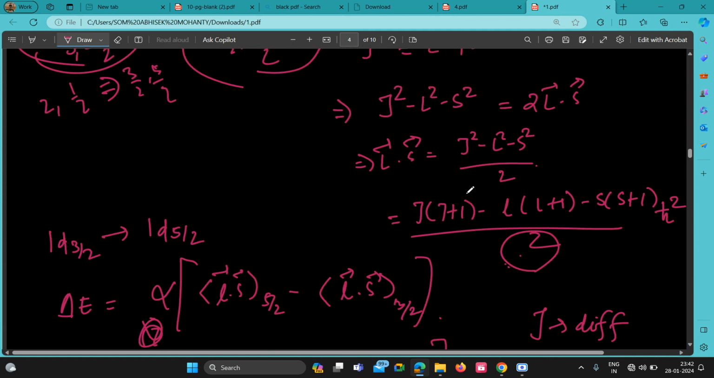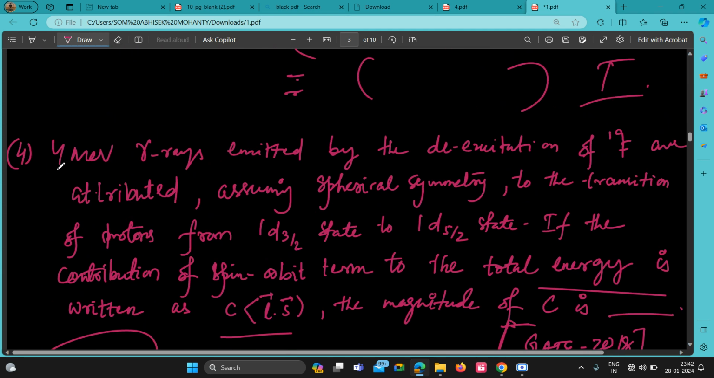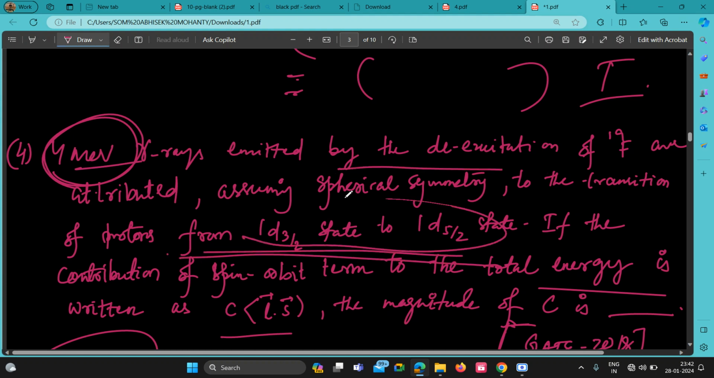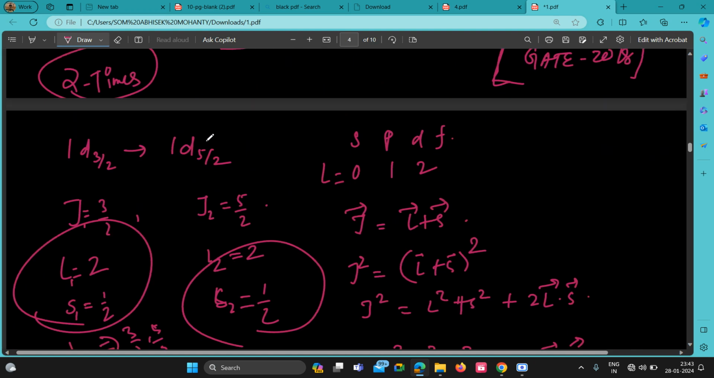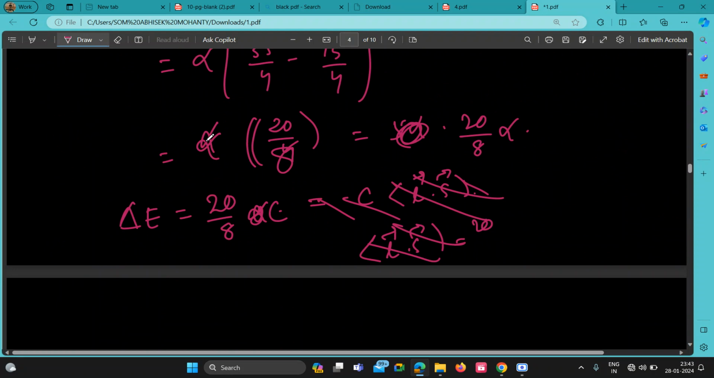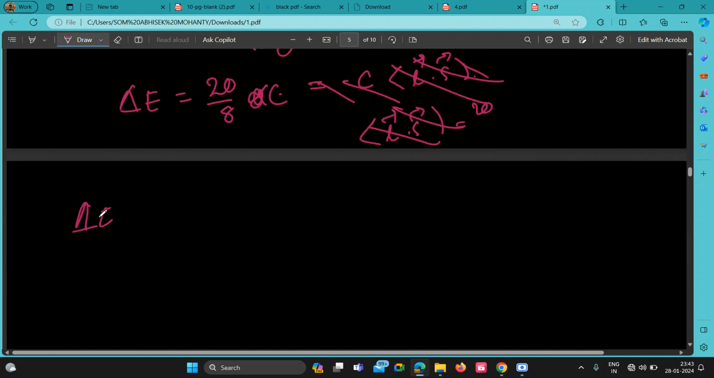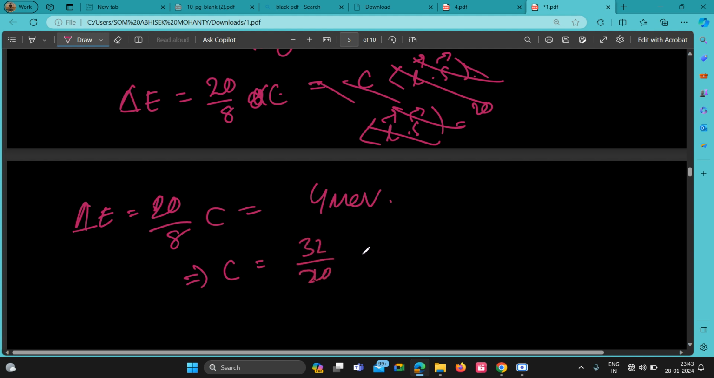But in the question, if you see, the value of the energy is 4 MeV emitted by the de-excitation. So this energy helped in the de-excitation of the proton from this state to this state. That means the energy in the splitting of the state will be equal to this energy. So this del E, whatever we got as 20 by 8 C, should be equal to 4 MeV, isn't that right? So the C value will be 32 by 20 MeV.